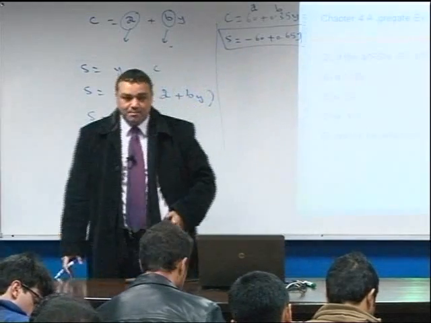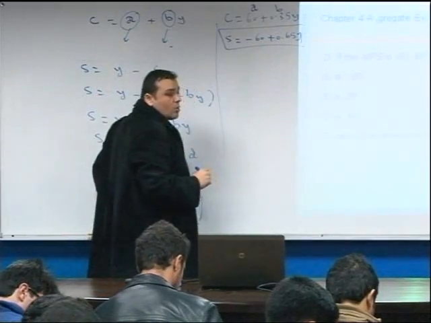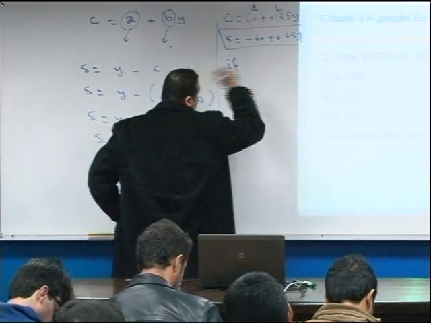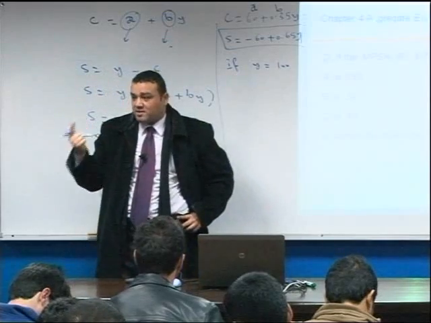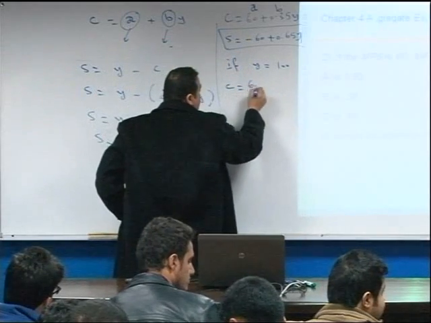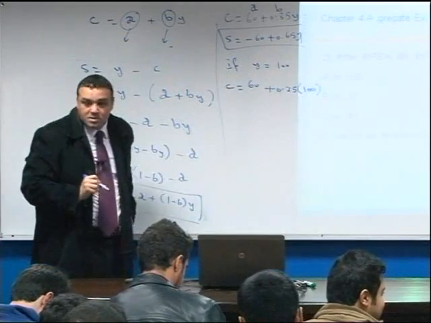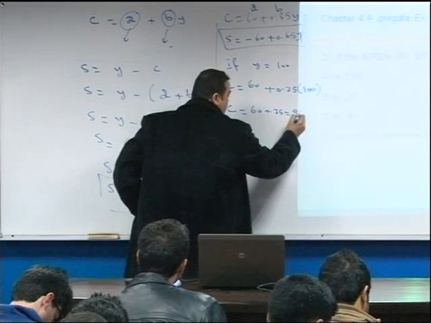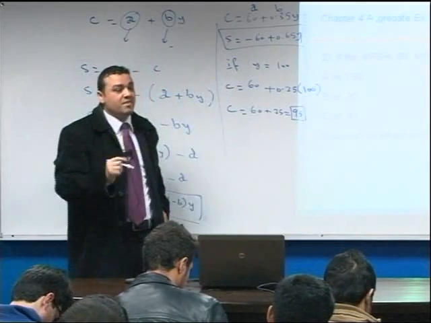Suppose that we have a question continuing this example. Suppose that Y equals $100 million. Calculate the consumption and saving. We have to apply directly in the formula. C equals 60 plus 0.35 times 100, right? So C equals 60 plus 35 million, which equals $95 million, right? What about saving?